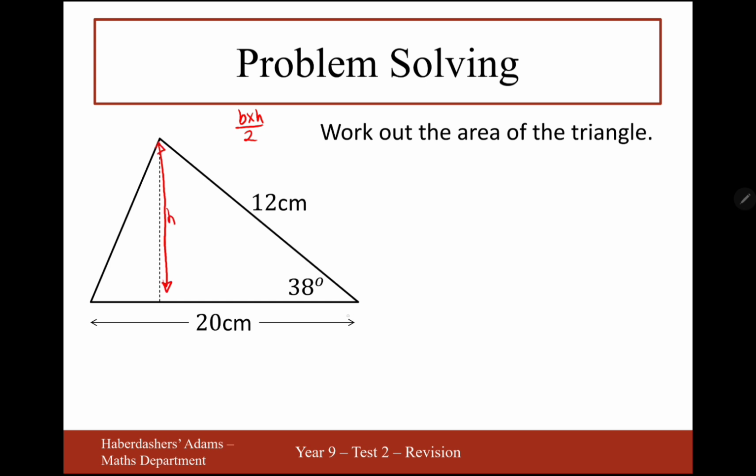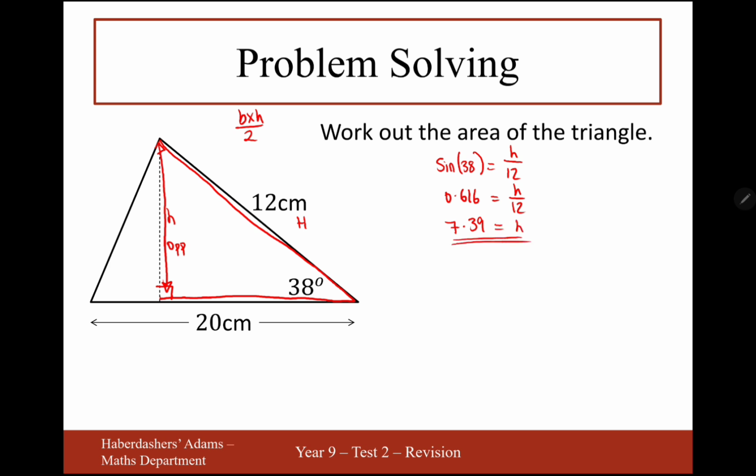We can't use this 20 because 20 goes all the way from left to right, but we are going to use this right angled triangle here to work out the height. So in this question here, we have the hypotenuse side and the opposite side. So we're going to be using sine to calculate this. Sine 38 equals the opposite side divided by the hypotenuse. Work out what sine 38 is, and you get 0.616 equals h over 12. Times the 12 to the other side, and you get 7.39 as your value for h.